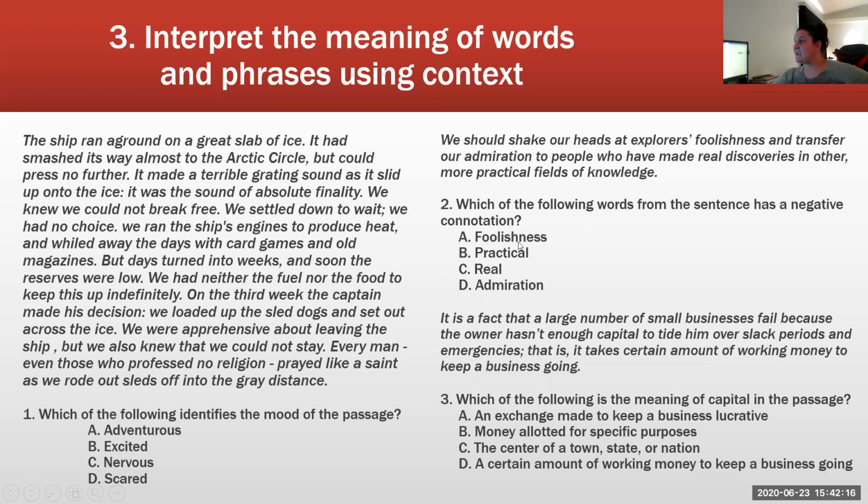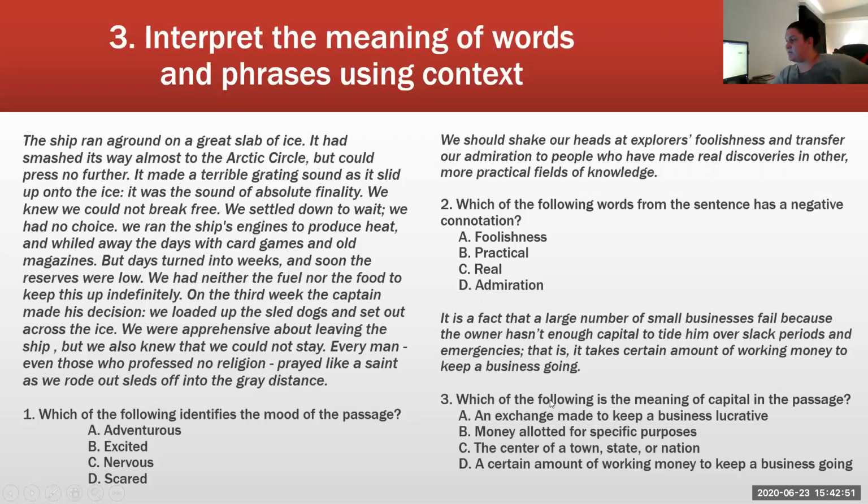So yeah, it's A. Which of the following words in the sentence has a negative connotation? We shake our heads at explorers' foolishness and transfer our admiration to people who have made real discoveries in other more practical fields of knowledge. So the real discoveries means that actual discovery. Practical fields of knowledge is a smart field of knowledge. And admiration is to people who've made these real discoveries in these practical fields. So the word that has the negative connotation is A, foolishness.